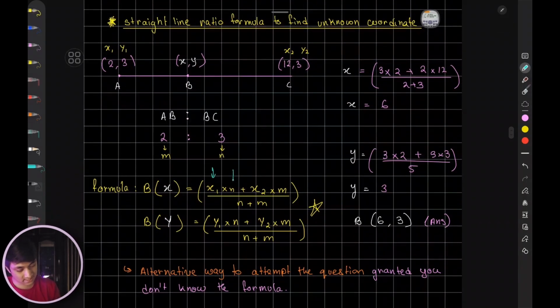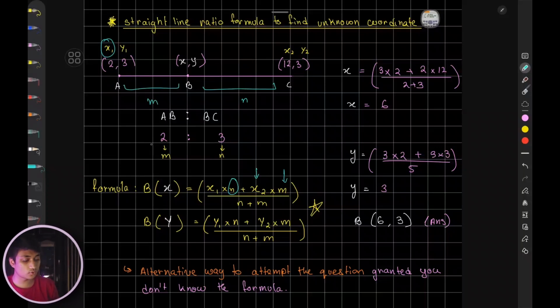And the formula says x1 times n plus x2 times m. Now, what is n and m? The ratio. I'm just writing it as m and n. You can write a, b, whatever. I'm just expressing the formula as m and n. No problem if you have any other constant or any other alphabet. But you're writing this as x1, so the x coordinate of the endpoint times n, which is this part is n, and this part is m.